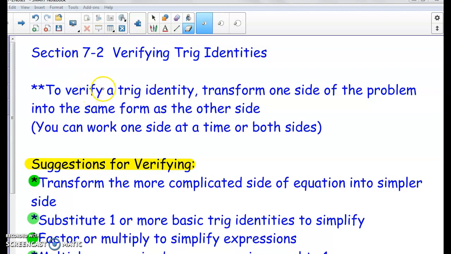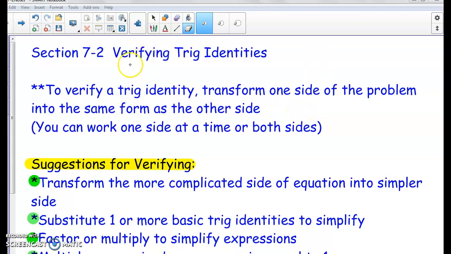To verify a trig identity, you're going to transform one side of the problem into the same form as the other side. You can work on one side at a time, or you can work on both sides. It kind of depends on the problem and what you see first, which side you think is the easiest. That's what I usually do.